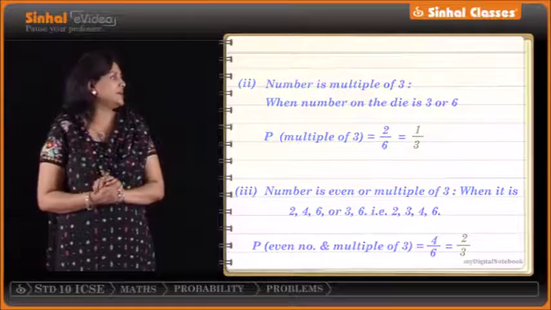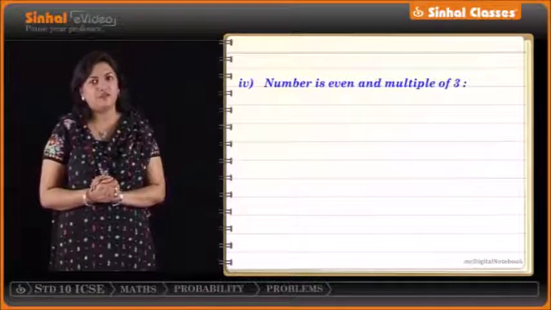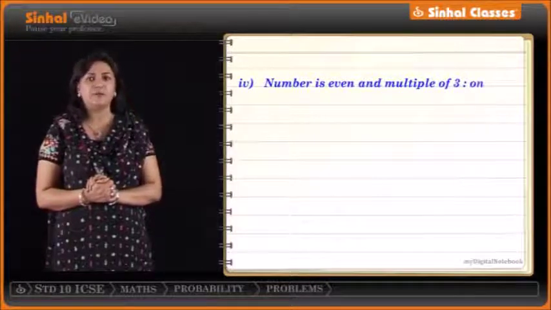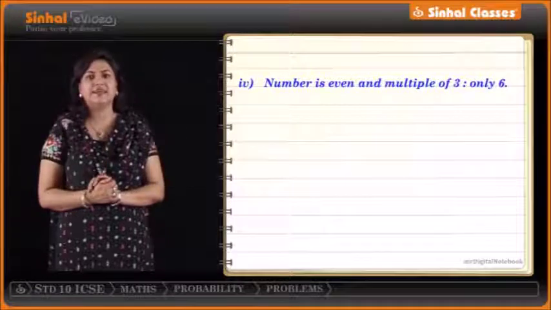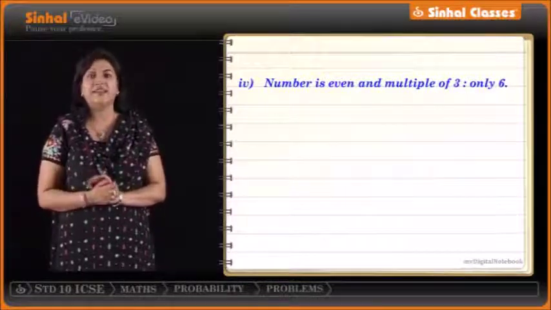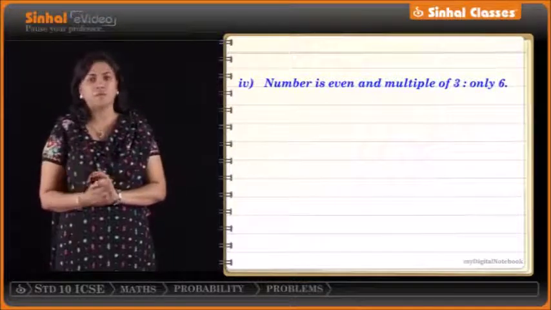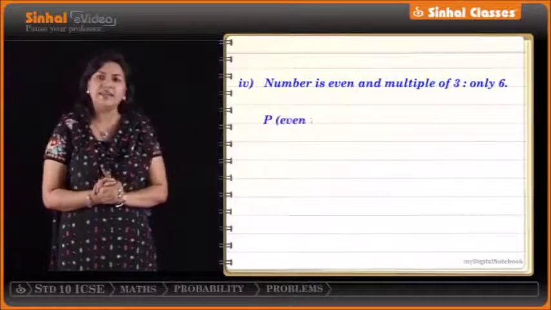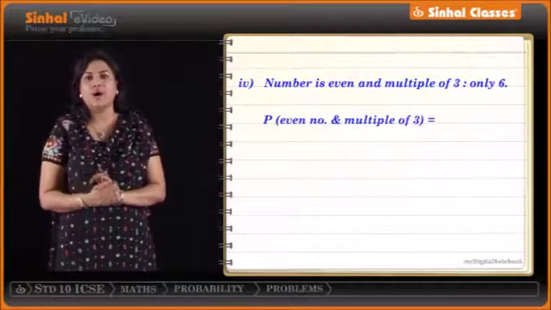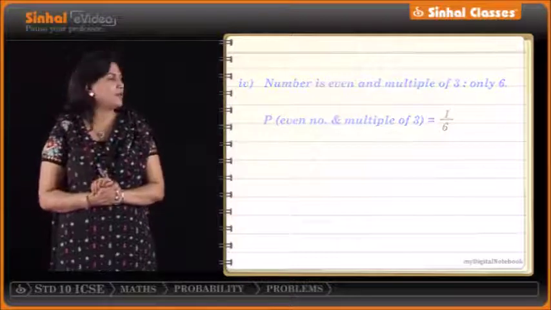Now in the fourth part, we want an even number and a multiple of 3. So here the desired outcome could be only 6. That is, the number of desired outcome is 1 and the number of possible outcomes is 6. So the probability of getting an even number and a multiple of 3 is 1 upon 6. Now let's take our next problem.